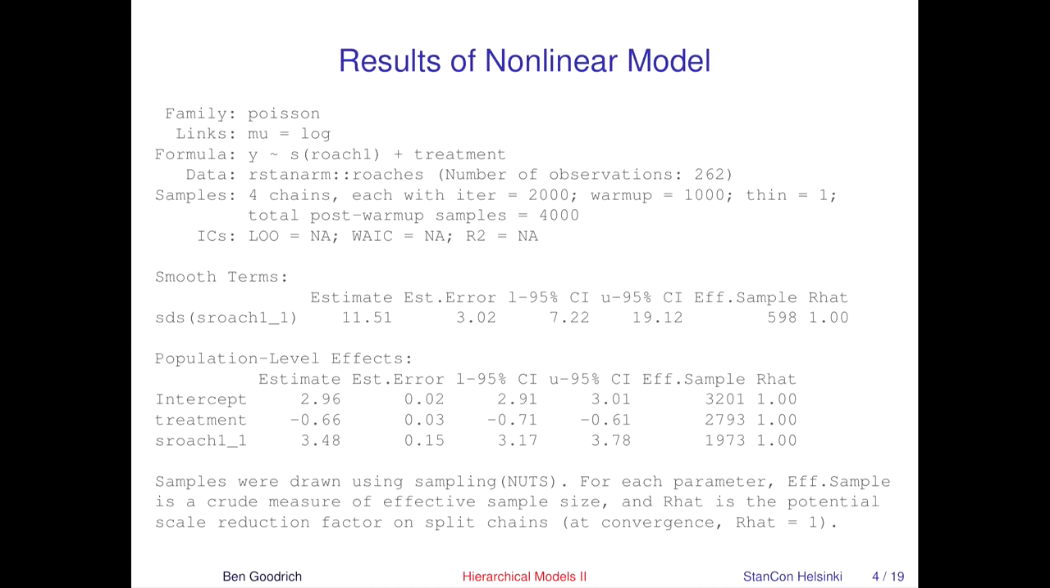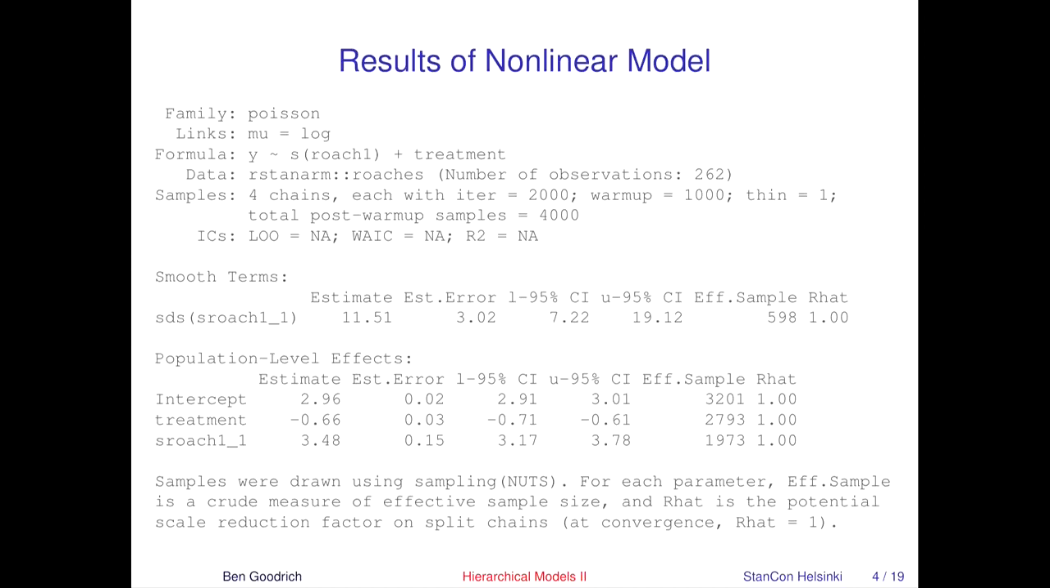So we have an overall intercept. Its posterior mean is about 3. We have a treatment effect estimated to be negative, and it's pretty precise, so that's good. Whatever treatment they used to get rid of the roaches seems to have some effect. And then we have a coefficient for the linear part of the spline. And so it's estimated to be 3.5 or so in its posterior mean.